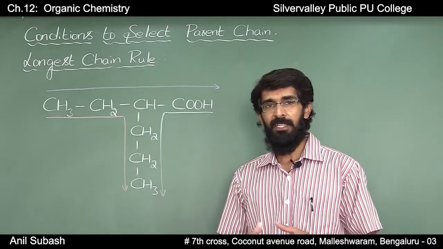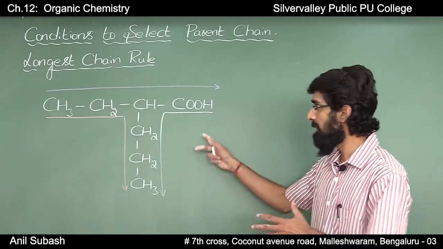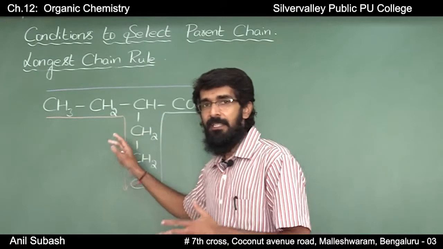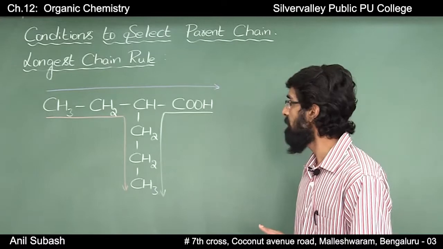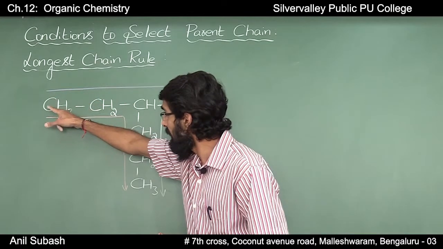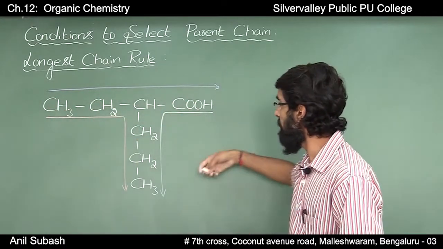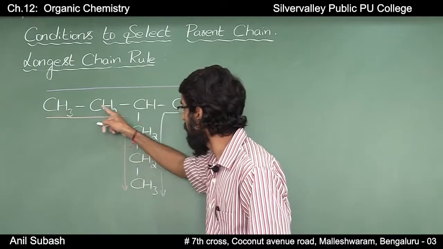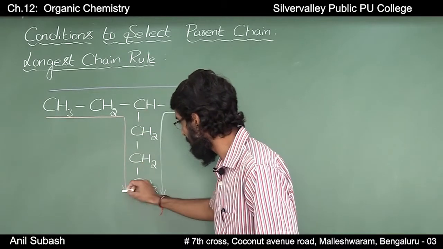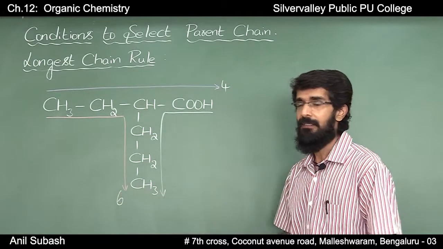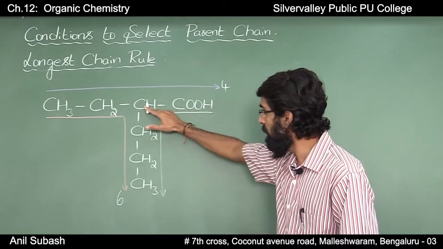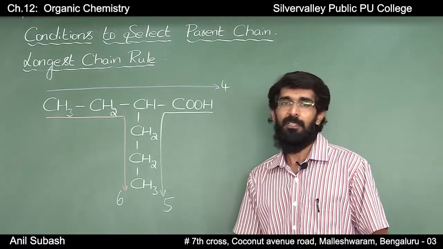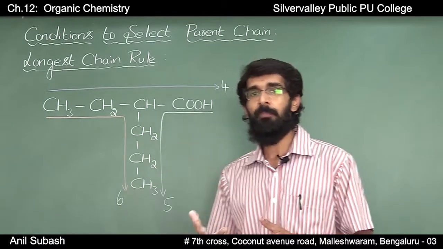Now we will try to identify the parent chain in this compound. I have indicated 3 carbon chains in this compound. First one contains 1, 2, 3, 4 carbon atoms. This chain contains 1, 2, 3, 4, 5, 6 carbon atoms, and this chain contains 1, 2, 3, 4, 5 carbon atoms. Now, according to you, which will be the parent chain?